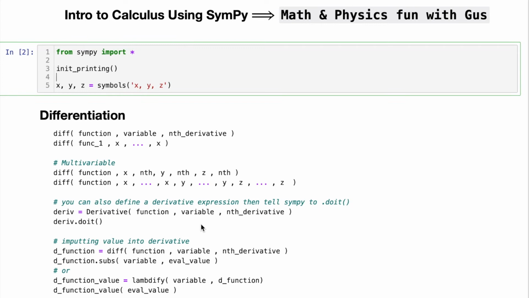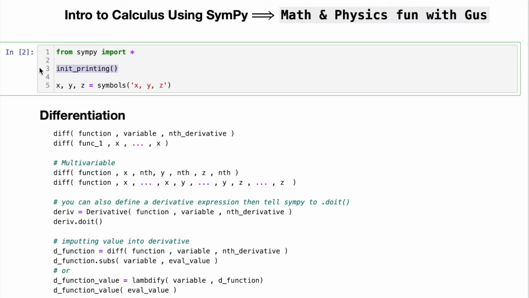Okay, so today I have a really fun video. We're going to be doing calculus using SymPy. I basically have in this first section from SymPy import asterisk. If you don't want to do this, you can do import SymPy as SP, something like that, and you'll just have to use SP before everything.